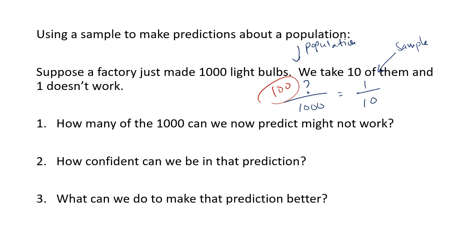But that may not be a reasonable thing to do. I mean, I don't have time to be popping in 1,000 light bulbs. So I want to be able to take a sample, but I know that that sample is going to have some sort of error. So this third question, what can I do to make the prediction better, is that I could either do a better job of constructing my sample. Well, I've already done a random sample, so I really can't improve on that.